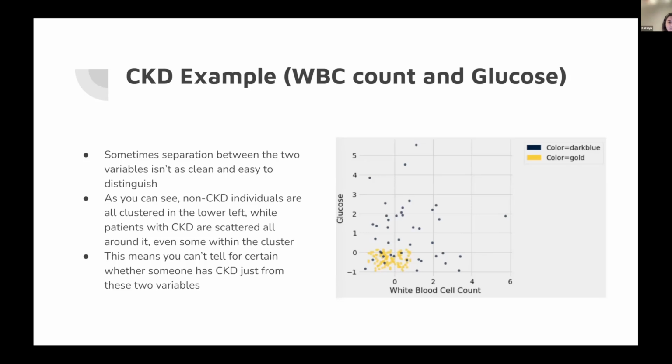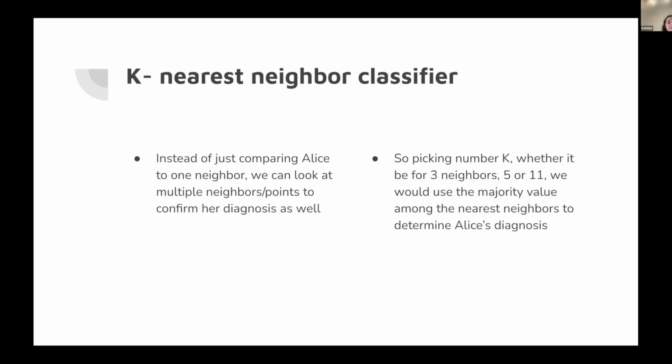So, in order to compare Alice with more than one neighbor, we're going to look at multiple people to confirm her diagnosis, because obviously you don't want to base it off of one person. That would be kind of crazy if doctors did that. So we're going to pick a number for K, being the nearest neighbors, so how many nearest neighbors we're going to analyze Alice and compare her numbers to.